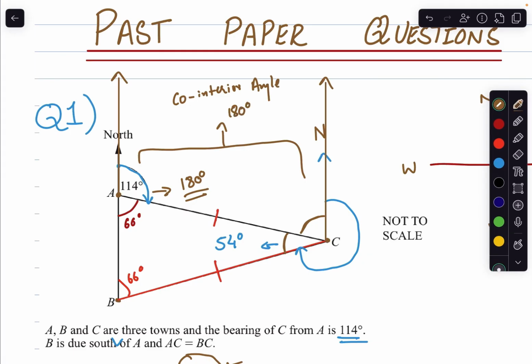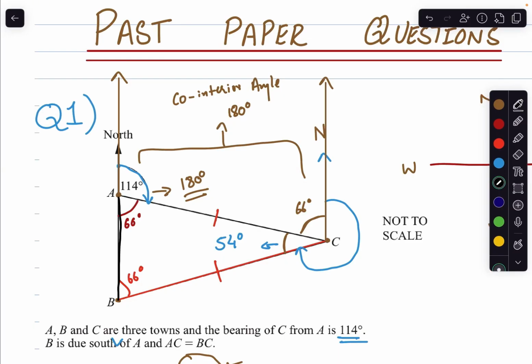We have been again given 114 degrees here, right? So 114, we can just take any angle, subtract from 180 degrees, and we'll get the answer. It means that would be 66 degrees. And that's a co-interior angle property. Otherwise, you can use another technique here.